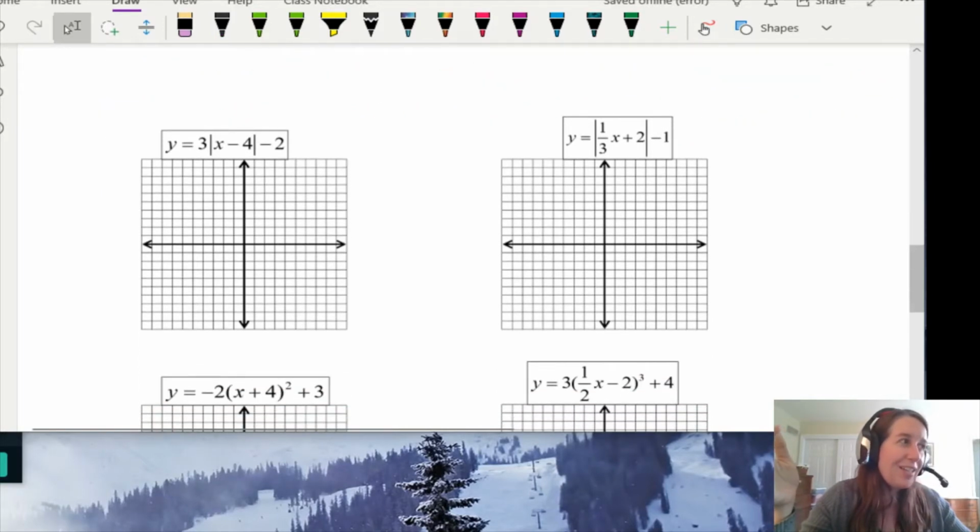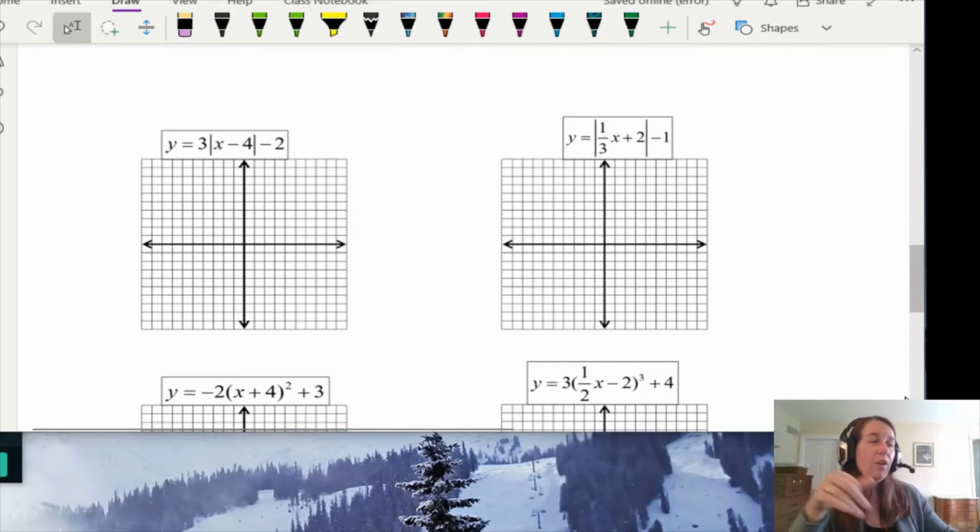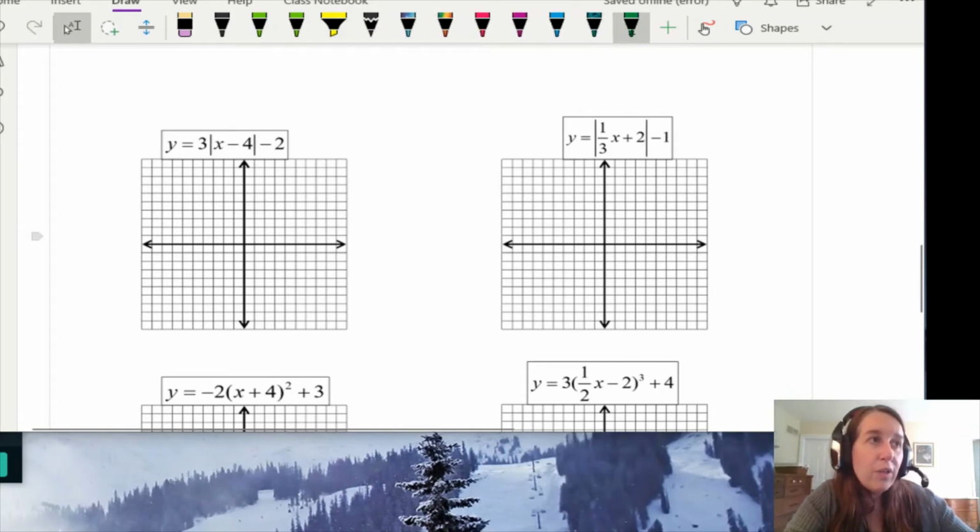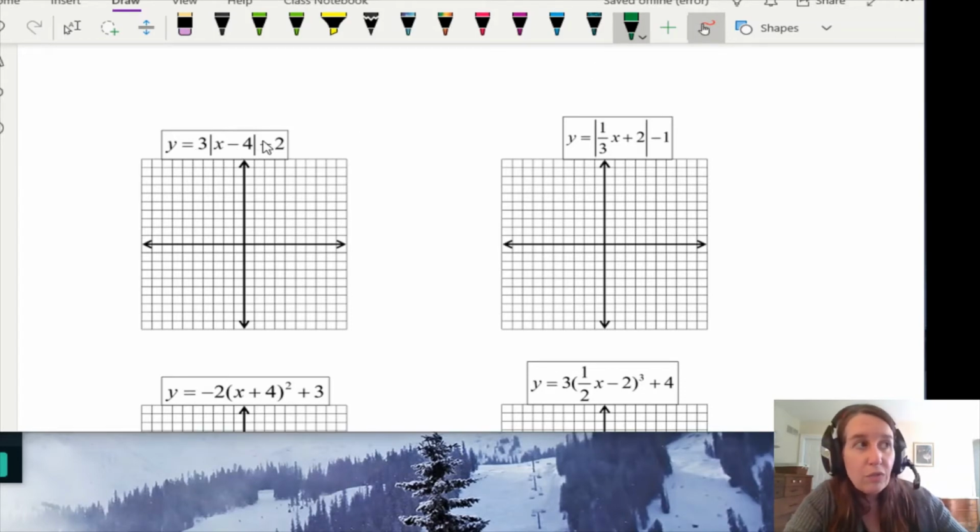So as you can see on these first two problems, these are the ones we're going to do together, there are several transformations happening. And so we're going to write each one down and what it does. Okay, so we have 3 absolute value of x minus 4, and then outside of that we have minus 2. Inside this absolute value is x minus 4. That is the horizontal part. Everything outside the absolute value is the vertical part. So only the minus 4 is what's happening horizontally.